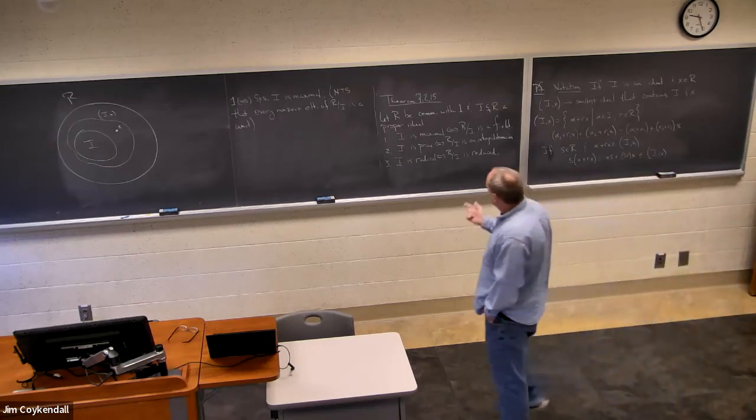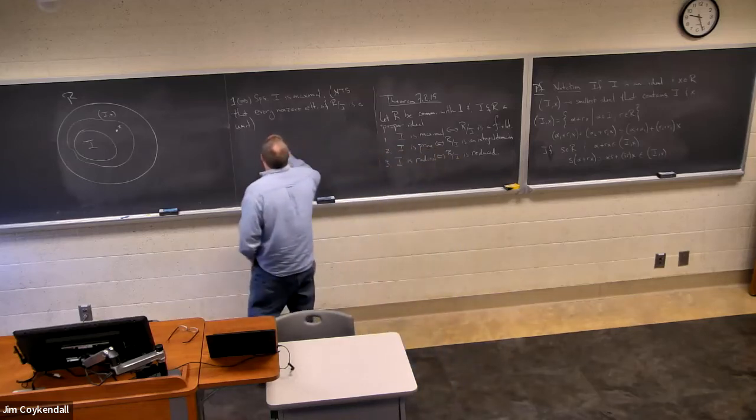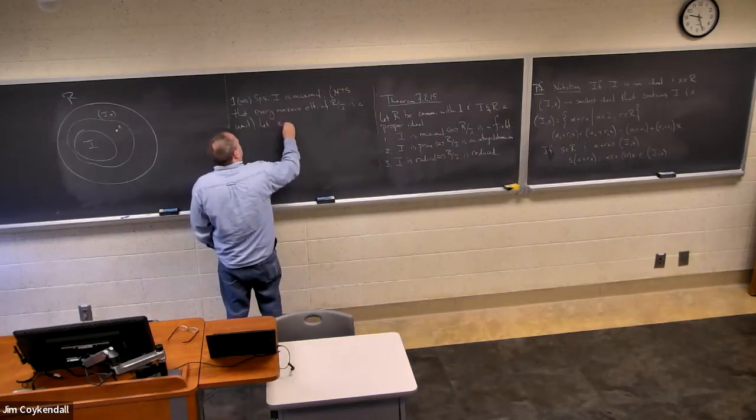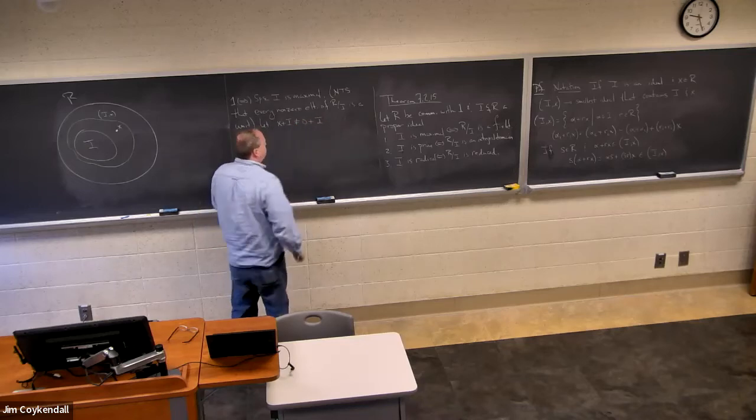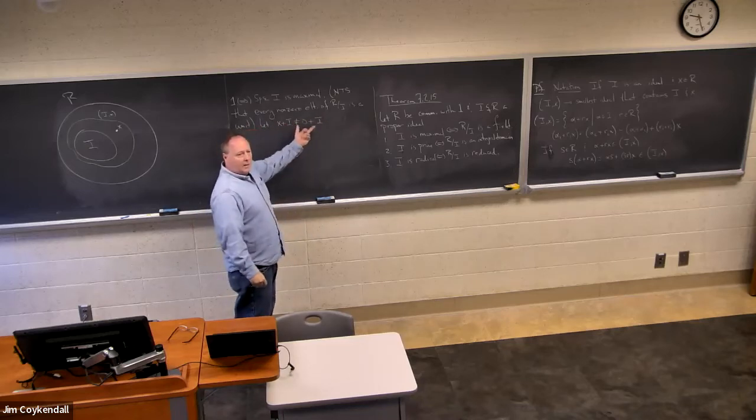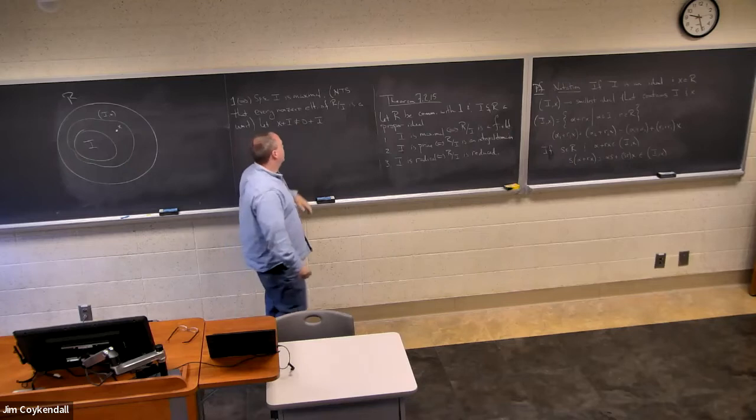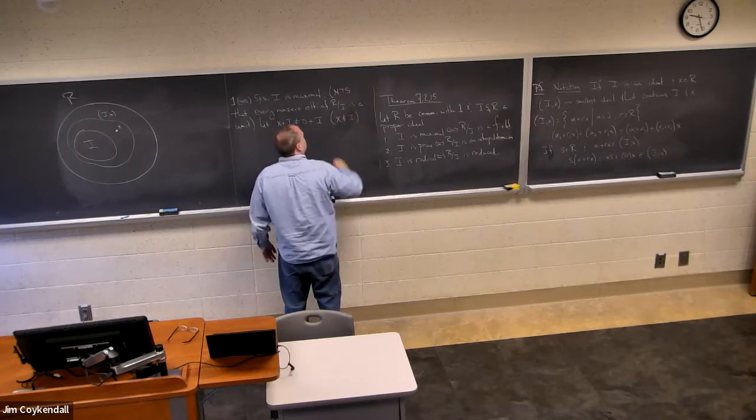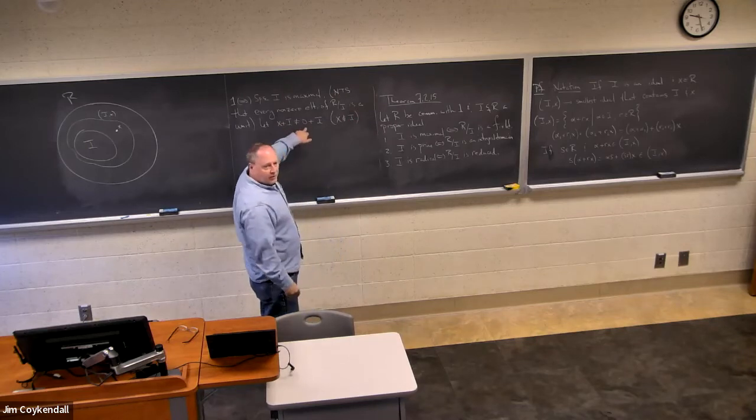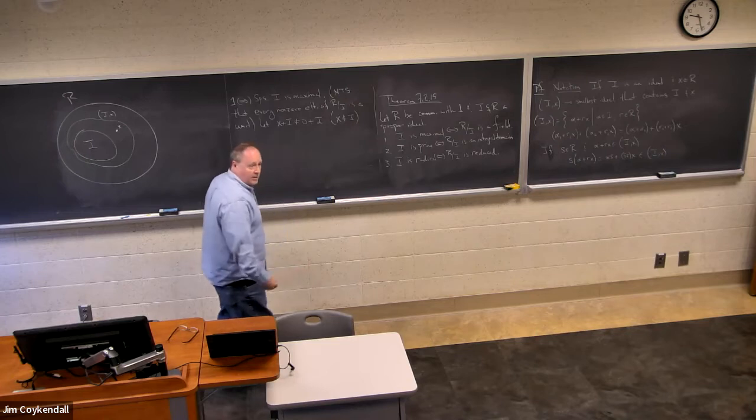Well, so let's do that. Take a non-zero element of R mod I. What does it look like? It looks like X plus I, and I'm assuming it's not the zero element. And of course, this is equivalent to saying that X is not in I. X plus I is not 0 plus I, it's equivalent to saying that X is not in I. Everybody okay so far?